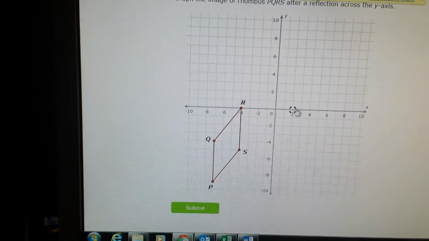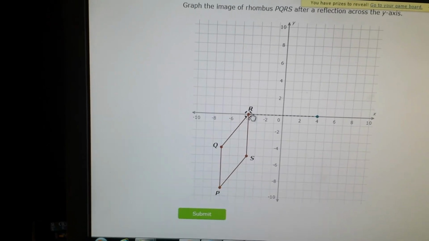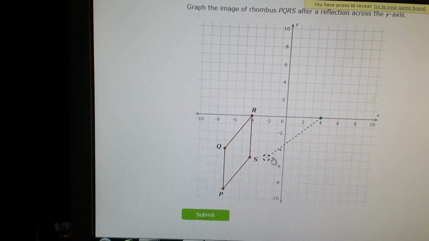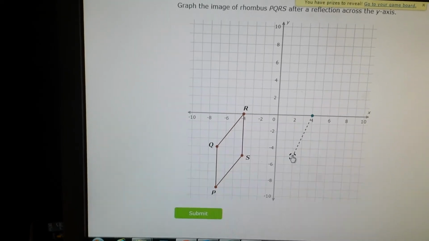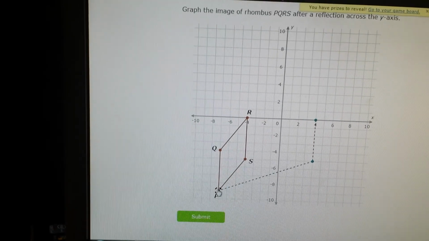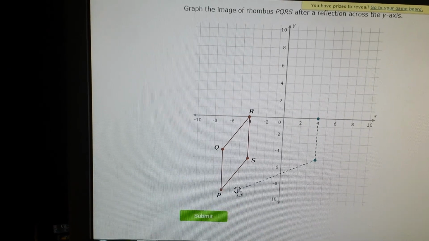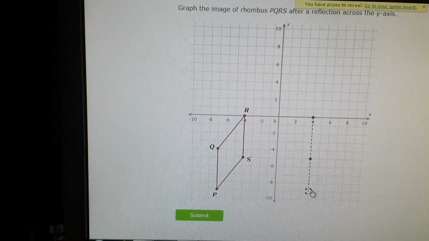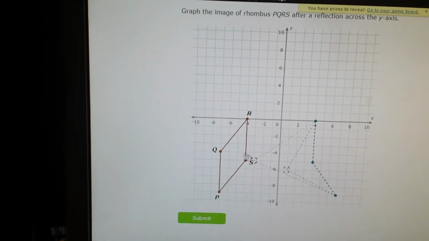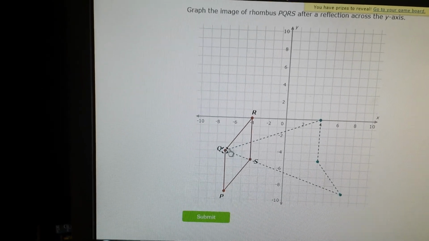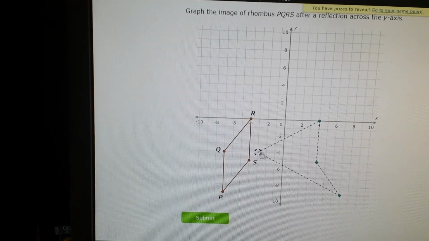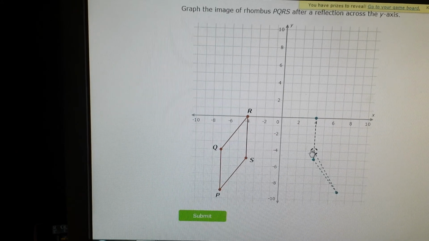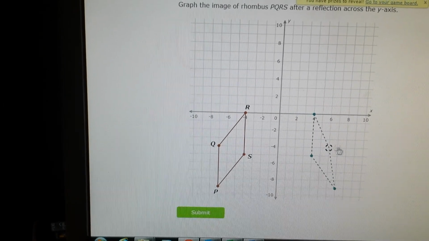So 1, 2, 3, 4. Since we're going clockwise, we're going to stick with going clockwise. From here to the spine, 1, 2, 3, 4. Then keep going, 1, 2, 3, 4. From here to the spine, from the next point, 1, 2, 3, 4, 5, 6, 7. Then 1, 2, 3, 4, 5, 6, 7. Finally from this point to the spine, 1, 2, 3, 4, 5, 6, 7. Then keep going, 1, 2, 3, 4, 5, 6, 7.